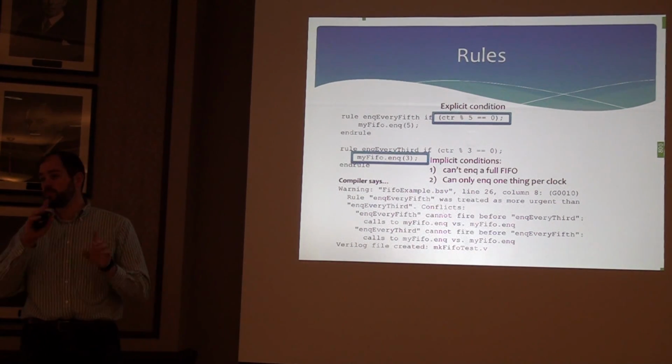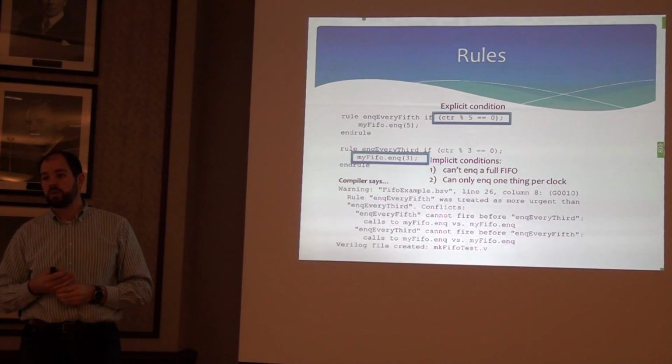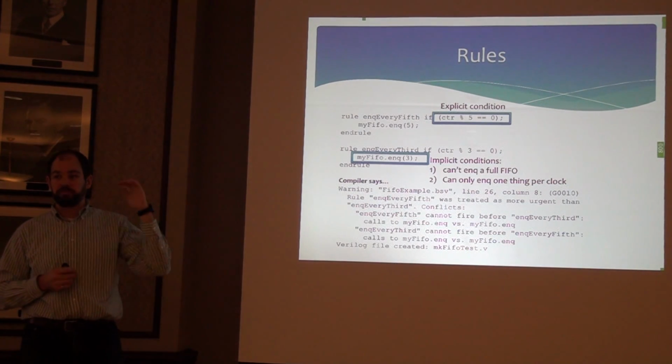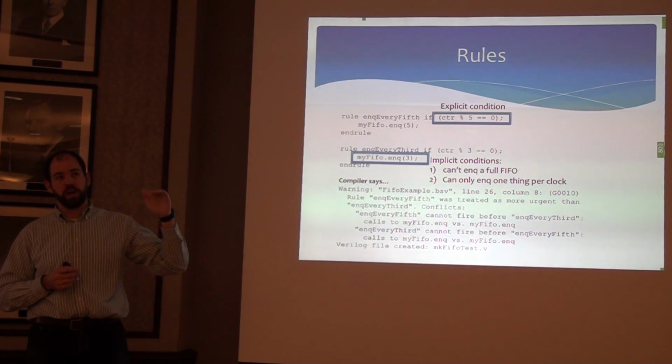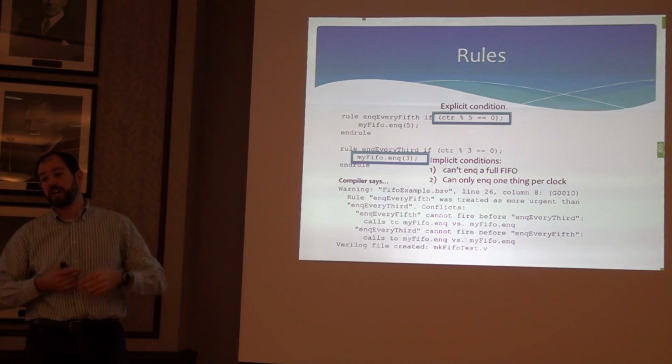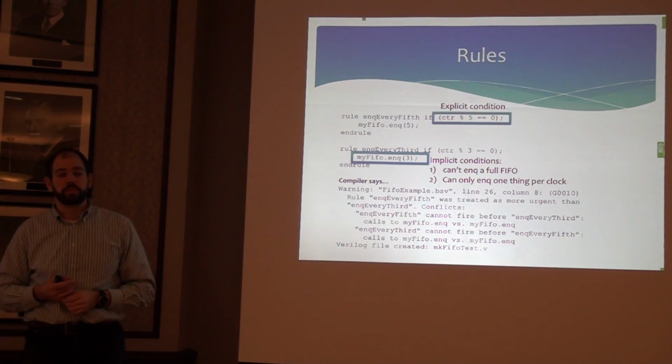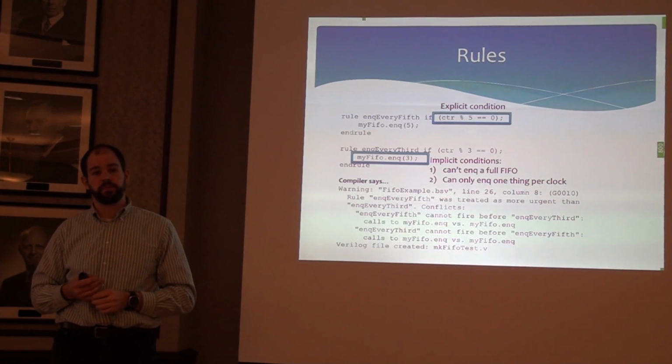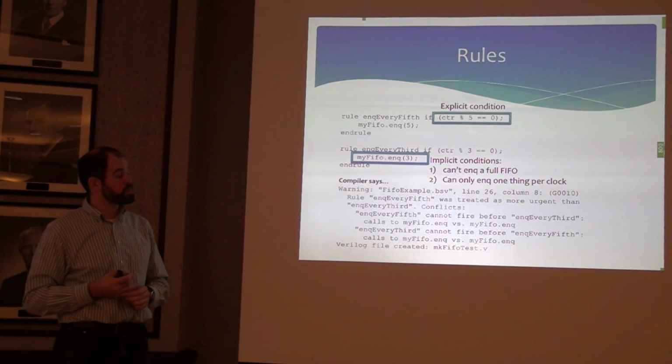So these rule conditions are always checked at a clock edge? Yes. Every clock, the scheduler will look at what can fire, then it will look at its conflicts, and then it will choose what does fire. Do you have any idea what would happen if you hit a conflict, you know, at compile time?